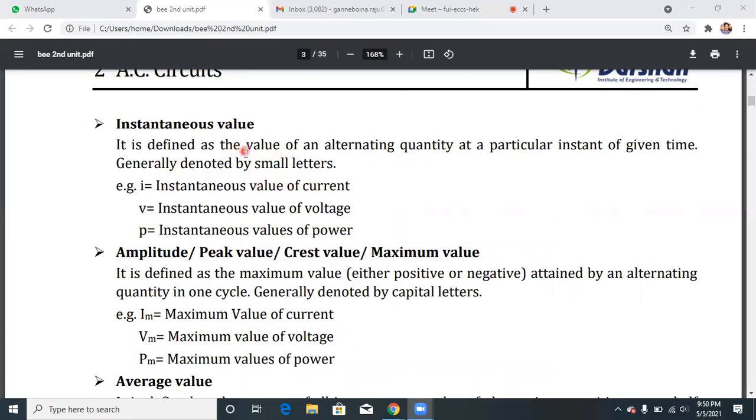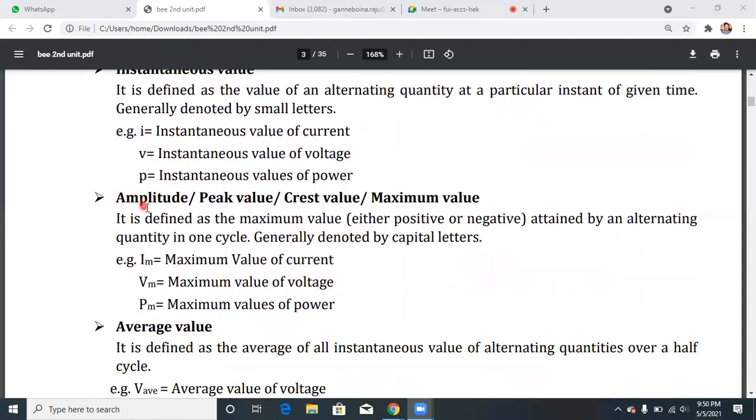Instantaneous value of current, instantaneous value of voltage, and instantaneous value of power are denoted by small letters. For example, small i is called the instantaneous value of current, small v the instantaneous value of voltage, and small p the instantaneous value of power. Small letters represent instantaneous values.